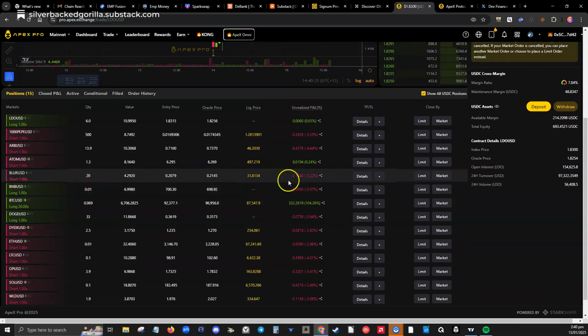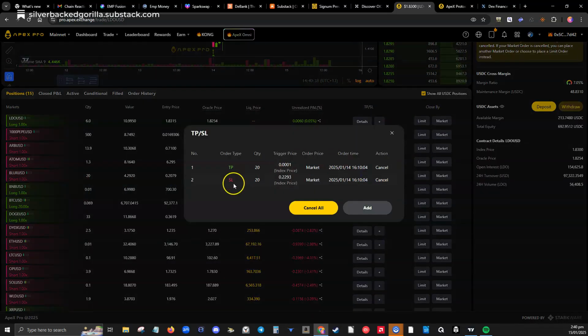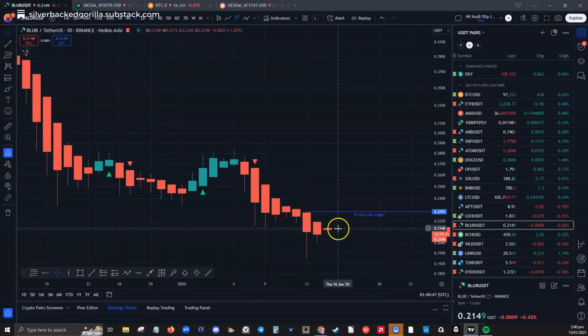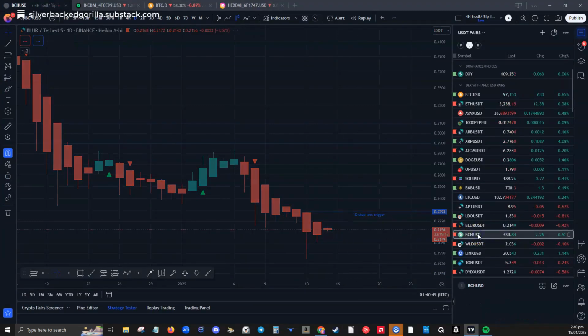Here's 0.2293. Yeah, happy with that. You don't have to move it down closer because there's no indecision on that last closed candle.